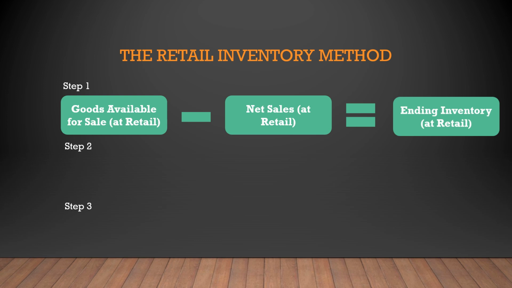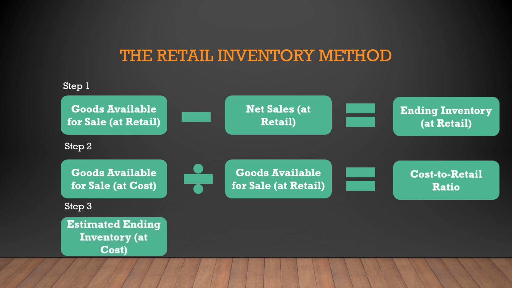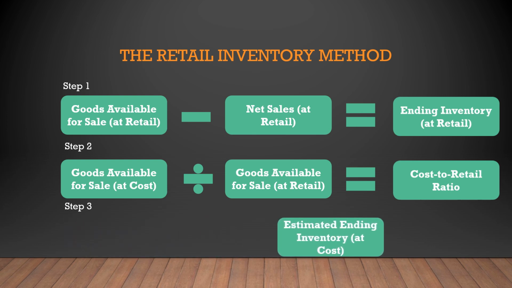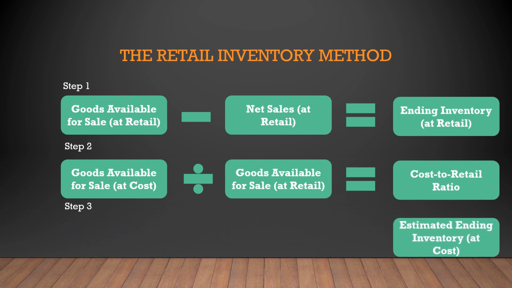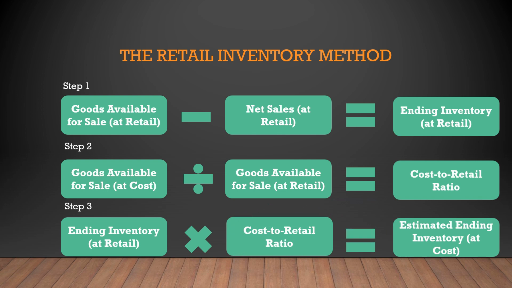Step 2. To make that retail to cost conversion, we need to calculate the cost to retail ratio. We can acquire that ratio by dividing goods available for sale at cost by goods available for sale at retail. Step 3. We determine our ending inventory at cost using the results of step 1 and step 2. Multiply ending inventory at retail by the cost to retail ratio, and there's our answer.